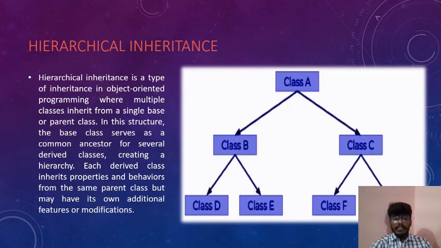Each derived class inherits properties and behaviors from the same parent class but may have its own additional features or modifications. You can see class A divides into class B and class C, and class B into class D and class E. This is the ancestor main class. This is the derived classes of class A. Class B and class C are derived classes. In class B, class D and class E are derived classes, and for class C, class F and class G are both derived classes.